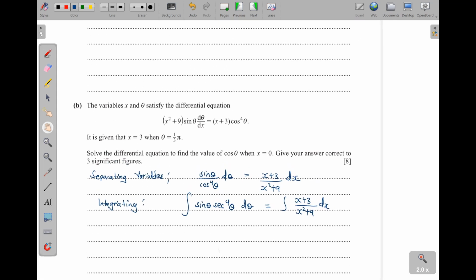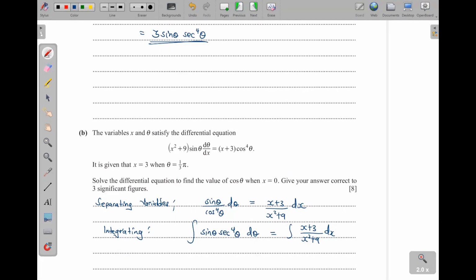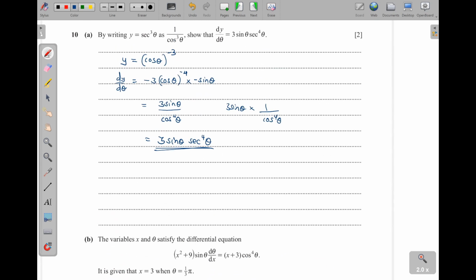Now, by looking at what we are having here, when we differentiate with respect to theta this sec cubed theta, we get 3 sine theta sec power 4 of theta. That means I can first divide all through by 3. When I divide through by 3, I get a 3 here, then d by d theta of sec cubed theta. You see that? Then I can integrate both sides because I'm looking for this one here.